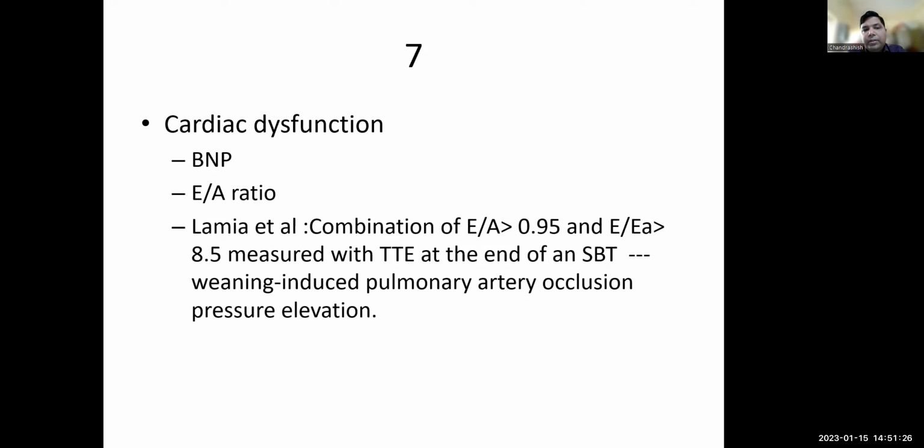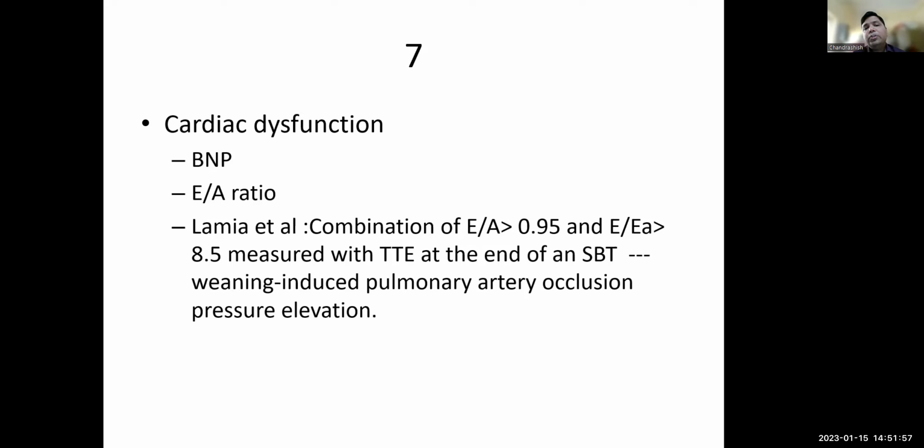And if you can repeat a BNP before and after weaning, that can help us find out whether cardiac dysfunction is responsible or not. Now, if you find that heart failure is preventing weaning, what strategies do we usually take? If possible, you can offload the patient more with diuretics, or if the patient is on dialysis, then by more hemofiltration or fluid removal.